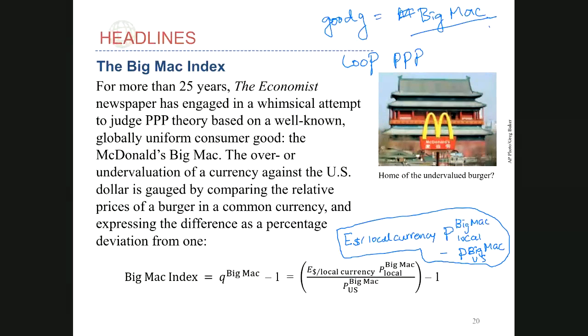what is the numerator supposed to be? If you compare the identical goods in a common currency, you convert the foreign market's price by using the exchange rate, and you subtract the price of the goods in the US. If the law of one price holds, what is this number supposed to be? This is supposed to be equal to 0, right?